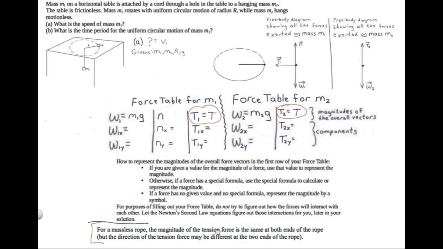The magnitude of the tension force is the same at both ends of a massless cord or rope or string, and in introductory physics, we assume that a rope or a cord is massless unless the problem indicates otherwise. So, in the first row of our force table, we can use the same symbol, capital T, written without an arrow on top, to stand both for the magnitude of the tension force on object 1 and for the magnitude of the tension force on object 2.